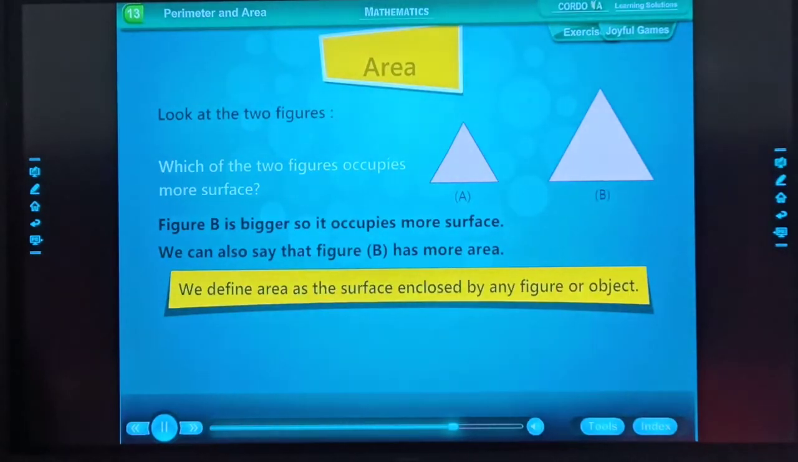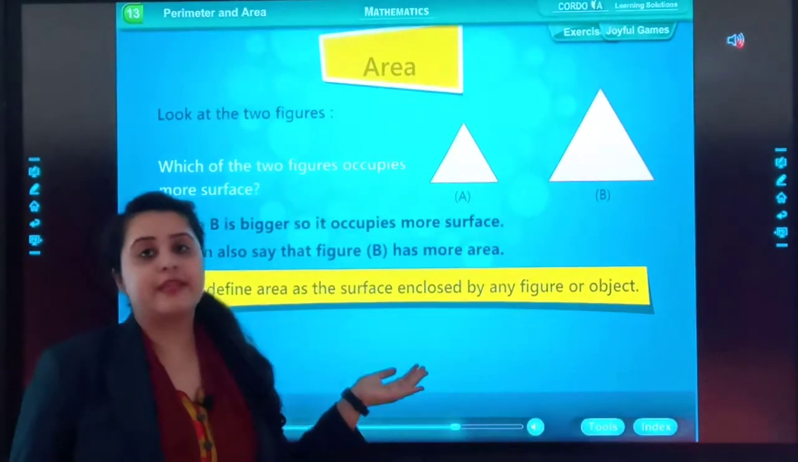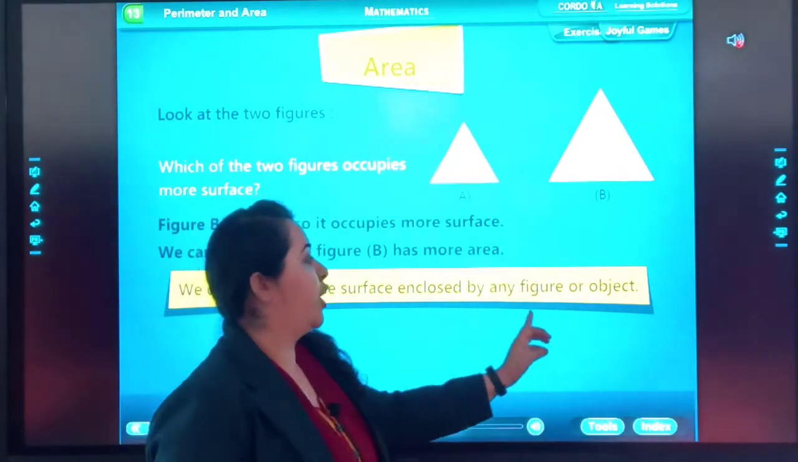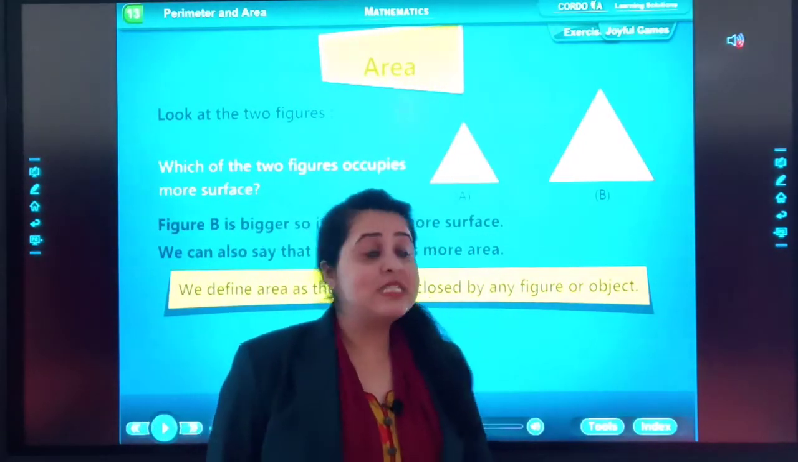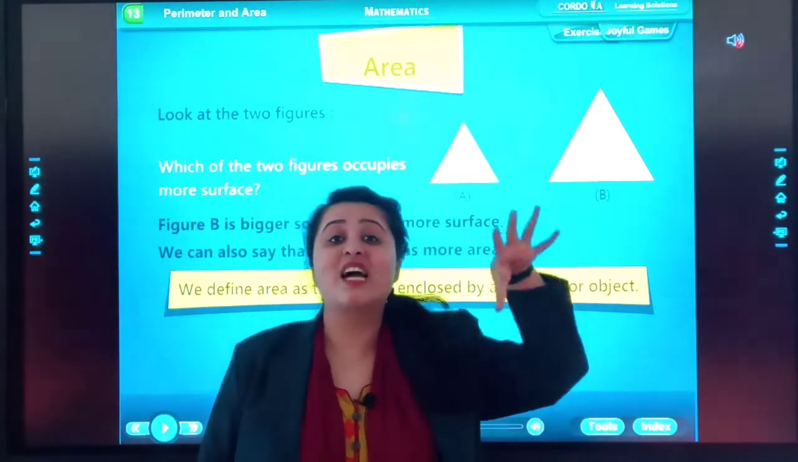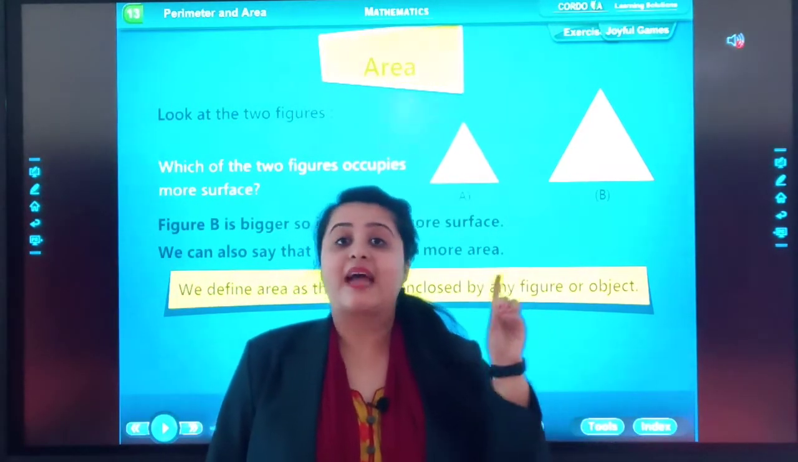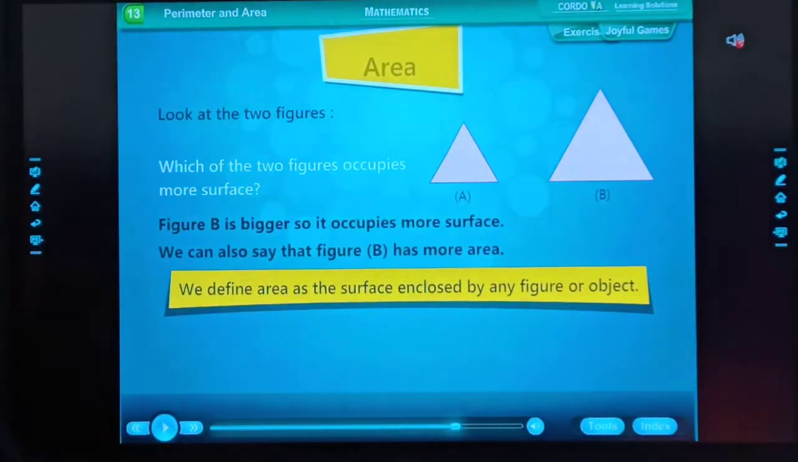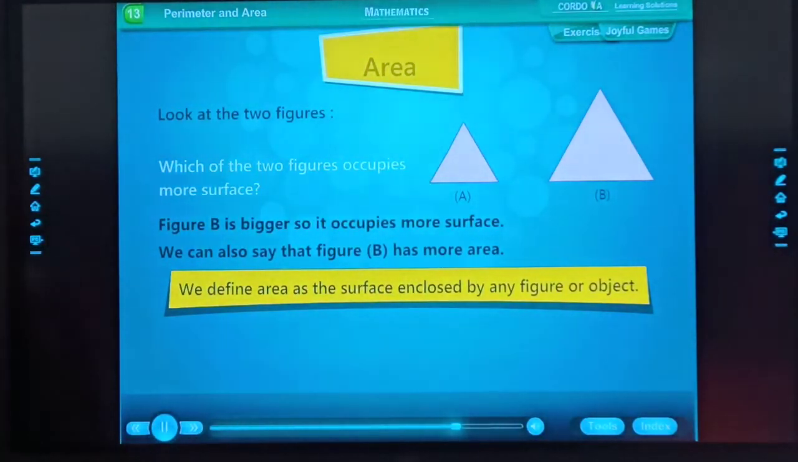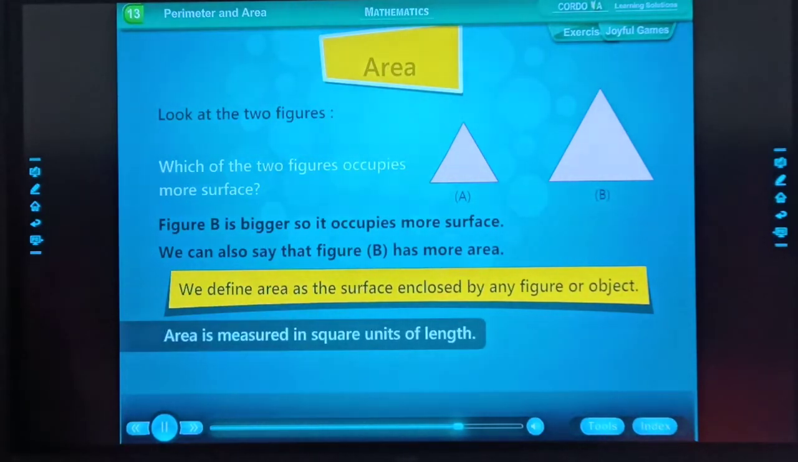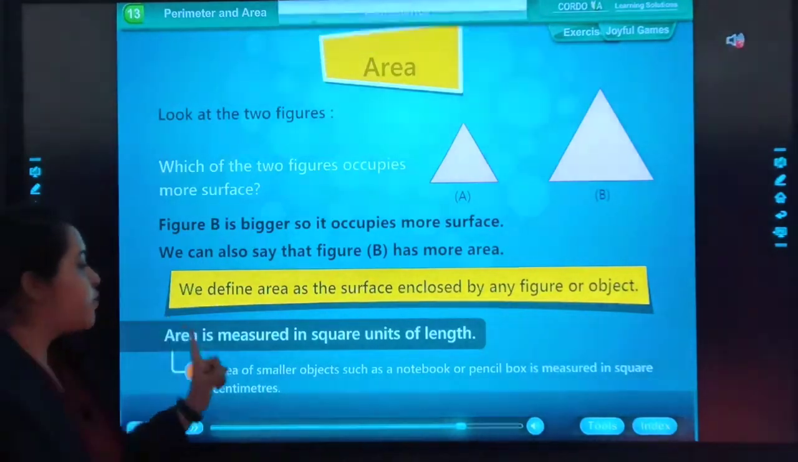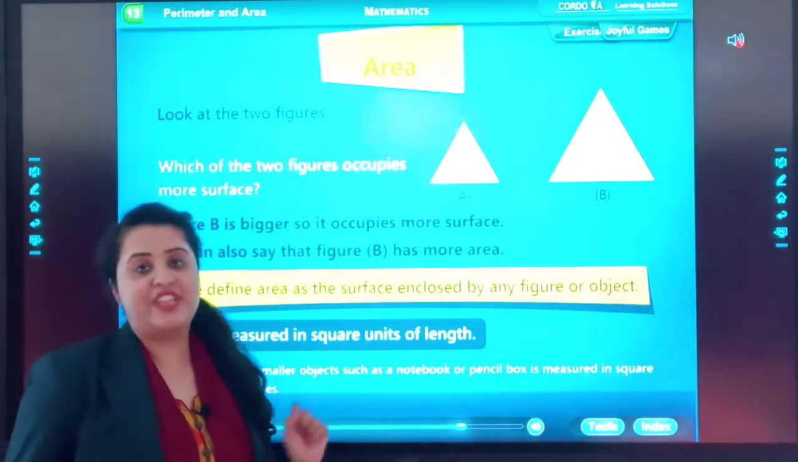We define area as the surface enclosed by any figure or object. This is the proper meaning of area. Area means इस B triangle में जितना space occupy किया है, that space is known as area. Area is measured in square units of length.